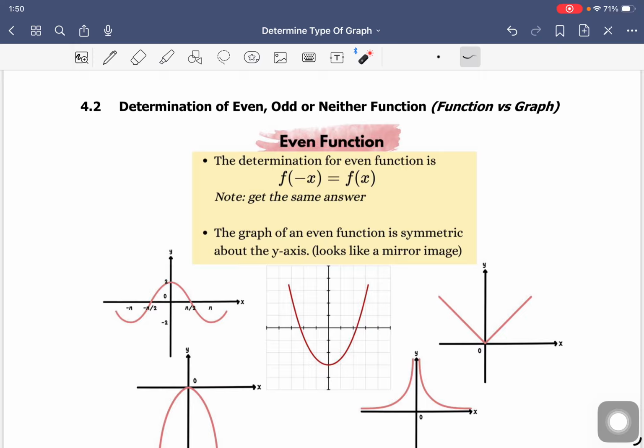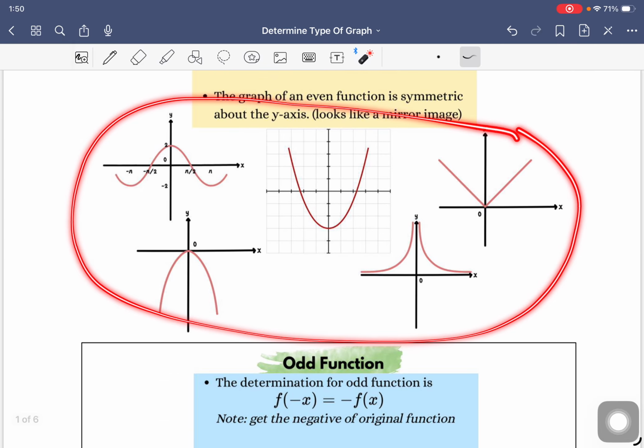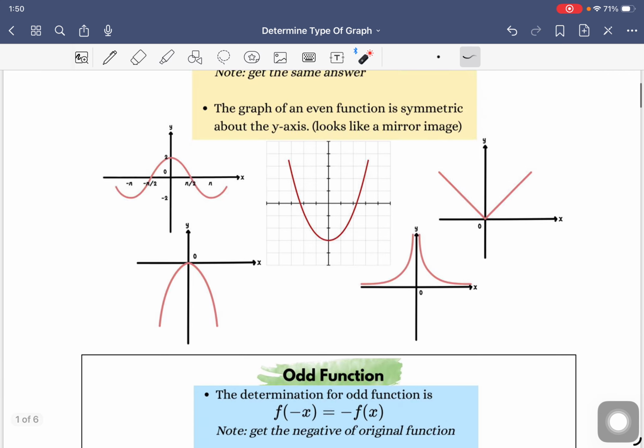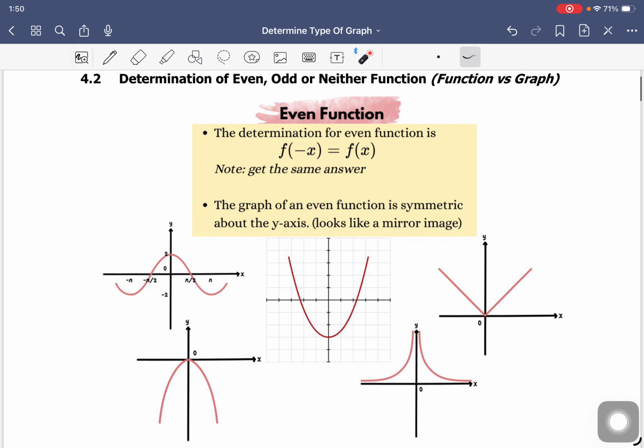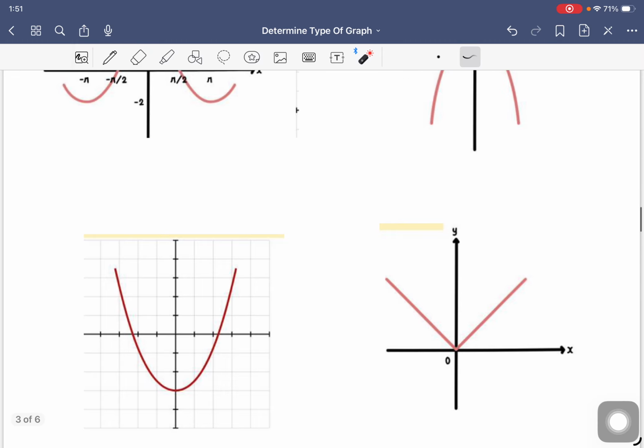So we have three types: even, odd, or neither graph, or neither function. So we refer to the first graph, which is for the even function. So this is the example for the even function or even graph. The graph of an even function is symmetric about the y-axis, or it looks like a mirror image. So we refer to this image.